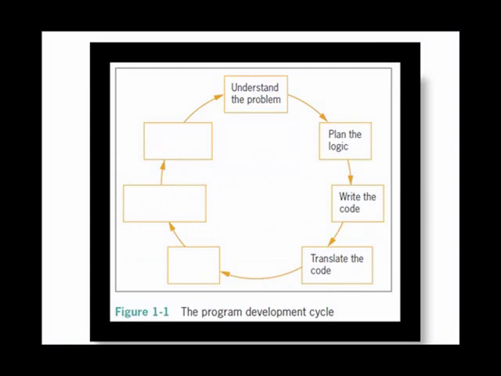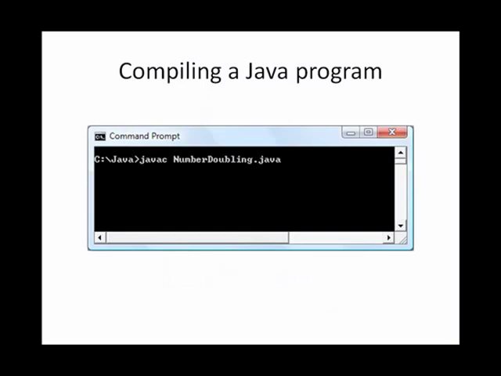After you understand a problem, plan its logic, and write the code, you're ready to translate the code. Translating the code means using a piece of software called a compiler or an interpreter and taking your code in the programming language and turning it into machine language, which is the 1 and 0 circuitry language inside the computer. For example, one way to compile a Java program is to go to the command prompt and type javac, which stands for Java compile, and type the name of the program.